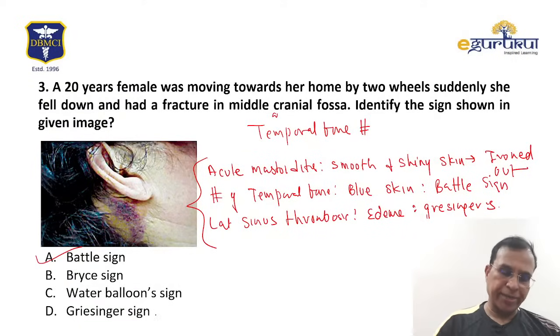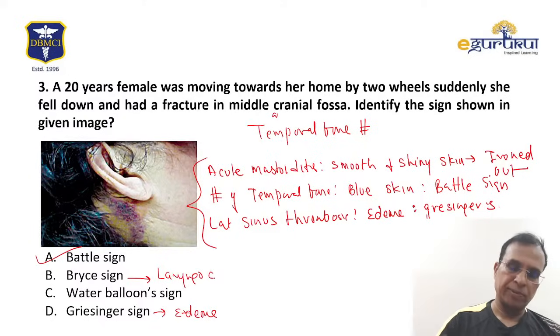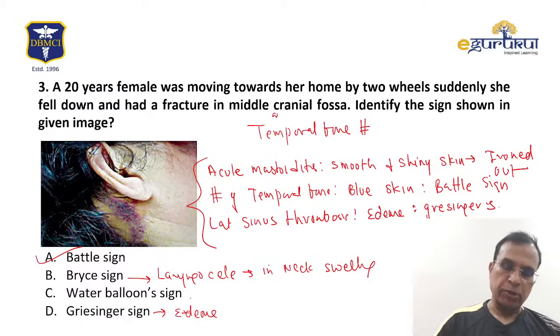So Gray Singer sign will have edema. Bayer sign is seen in laryngocele. It is in neck swelling. And water balloon sign is seen in Reinke's edema.